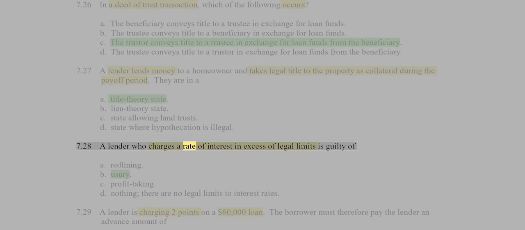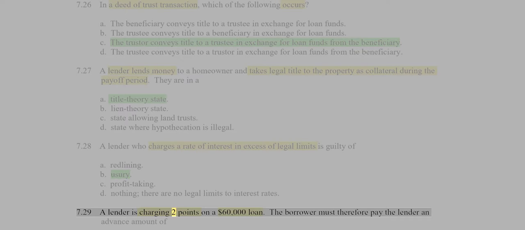7.28 A lender who charges a rate of interest in excess of legal limits is guilty of A. Redlining. B. Usury. C. Profit taking. D. Nothing. There are no legal limits to interest rates.